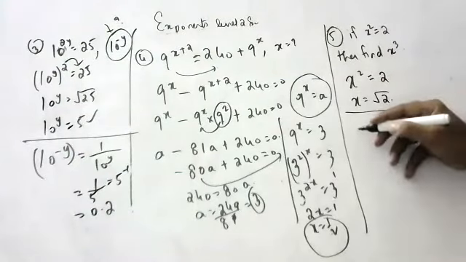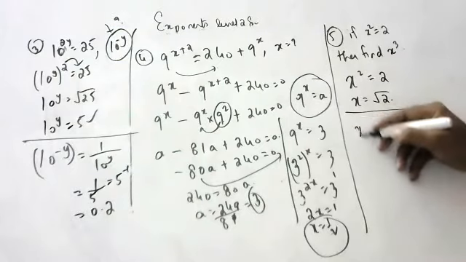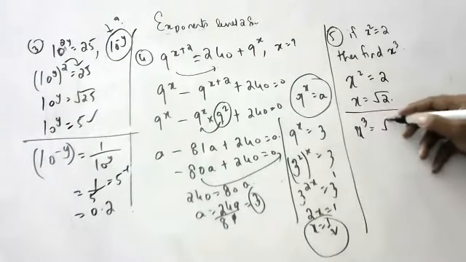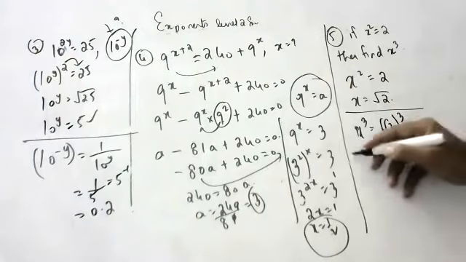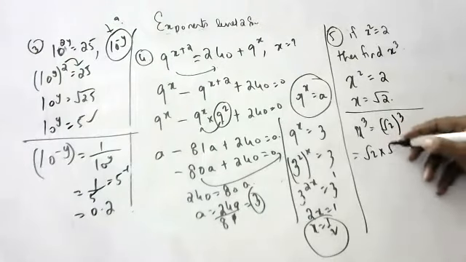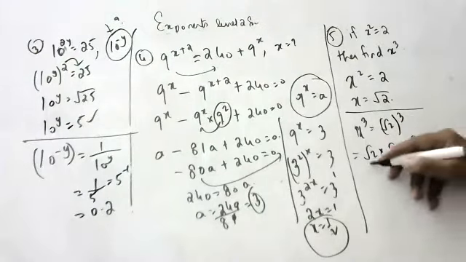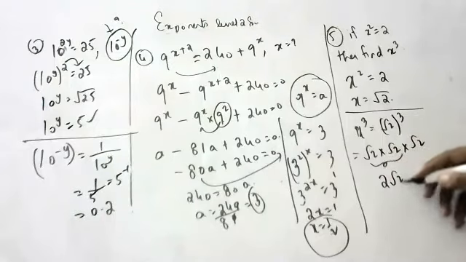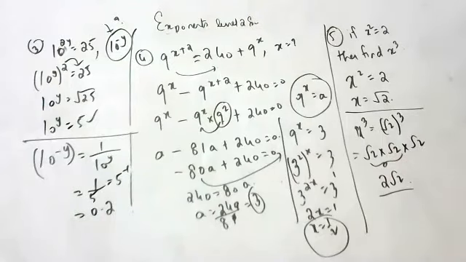Root 2, sir. Now, what is the value of x cube, Amma? x cube is equal to root 2 whole cube, what is that now? Root 2 into root 2 is 2. So 2 root 2 is the answer. Very good. 2 root 2 is the answer. Like this you have to do. Very easy sum, children.